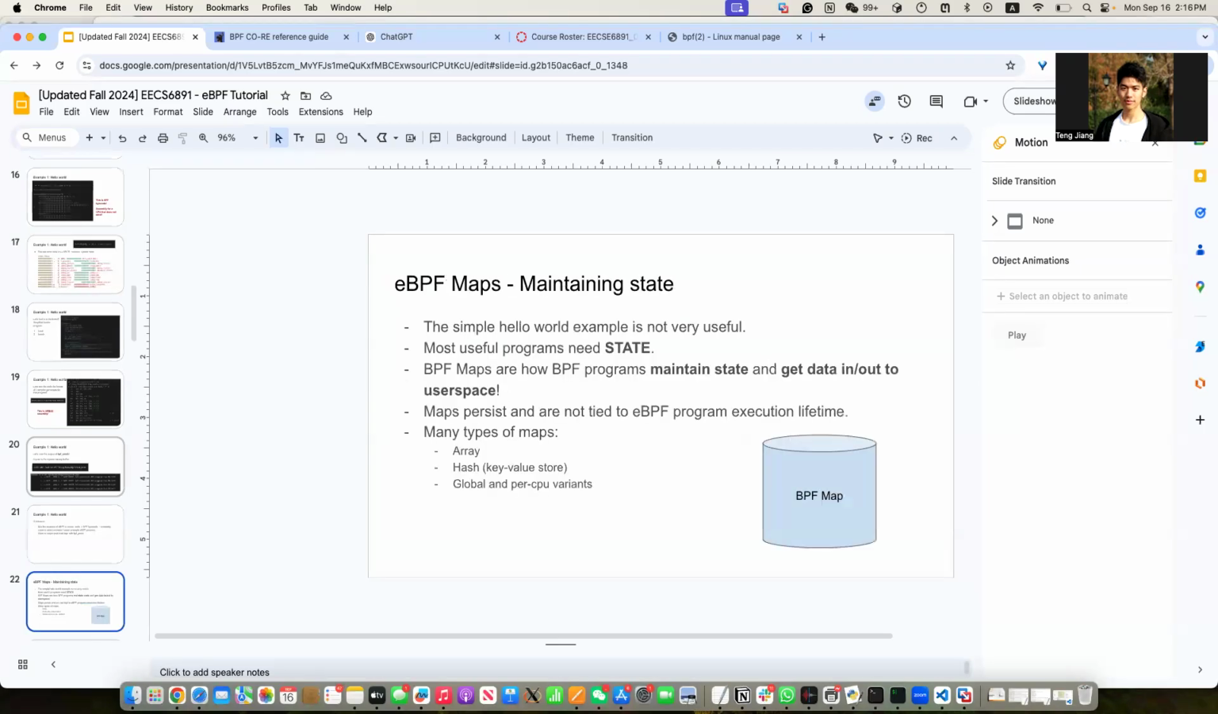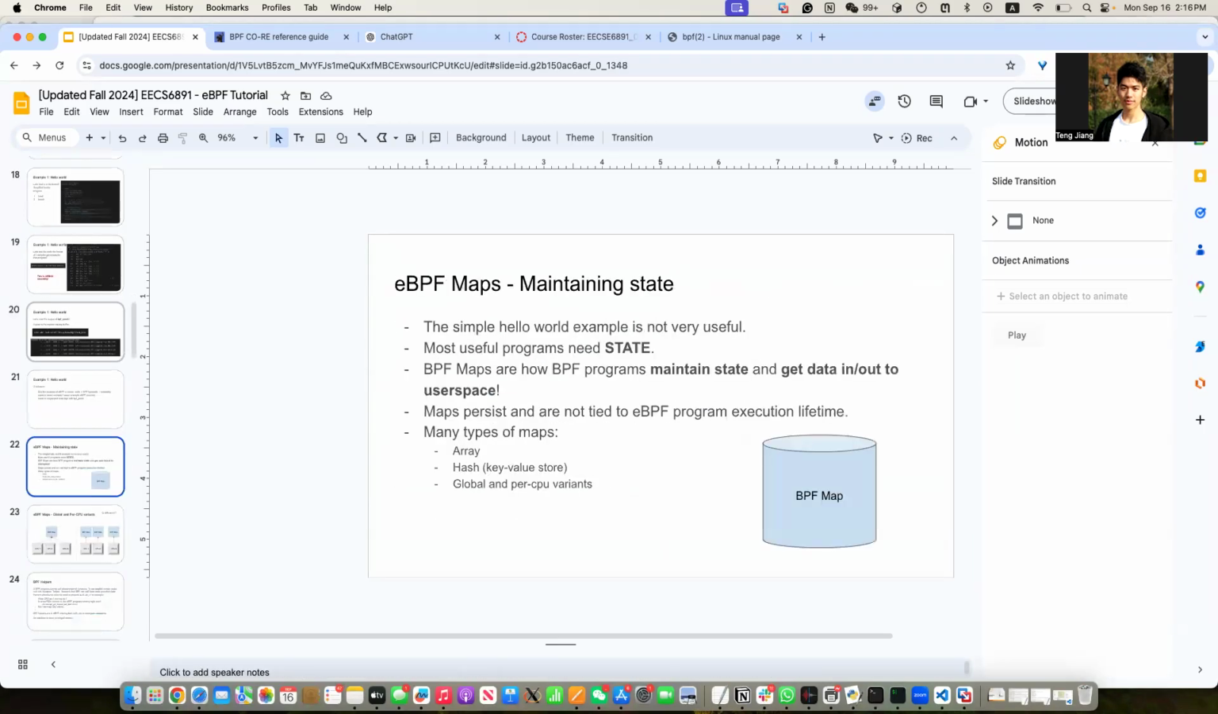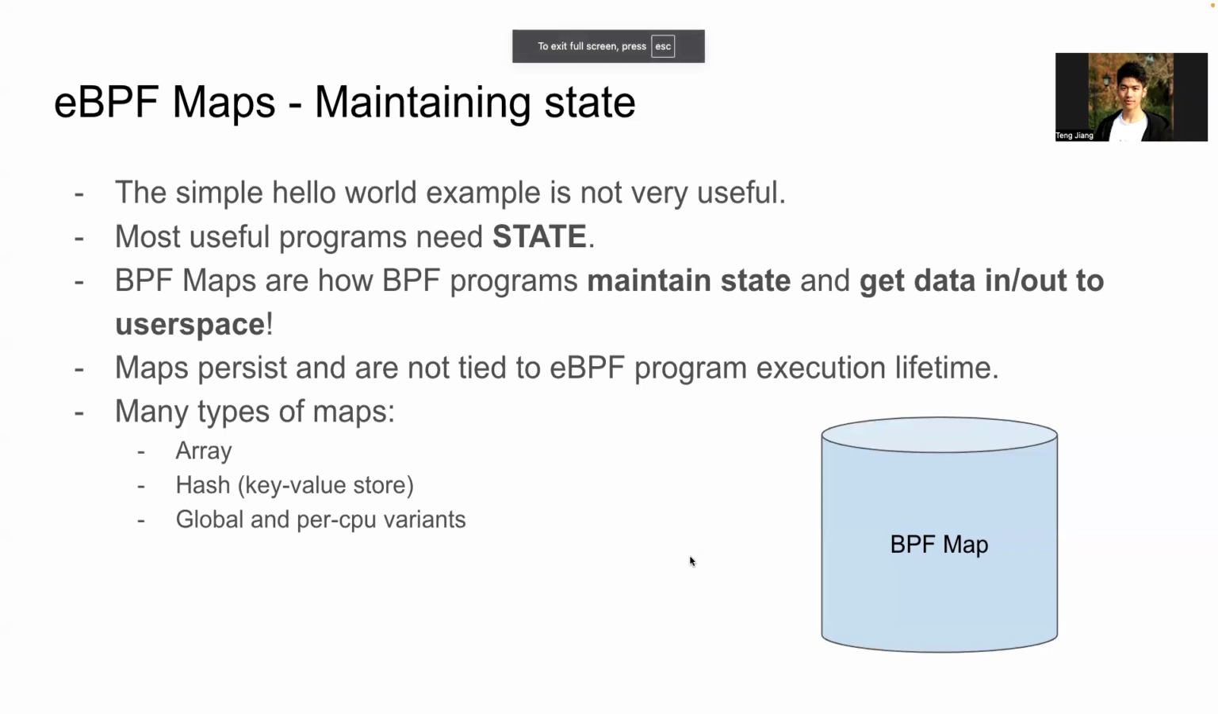Then let's try to see a map a little bit. Because we said the stack is probably not big enough to be useful, a lot of useful programs need really large state space. So BPF maps are how we maintain state and get data in and out of the user space. For example, you're going to see the BPF helpers like get element, put element on the map. So it's a way of interacting with the user space as well.